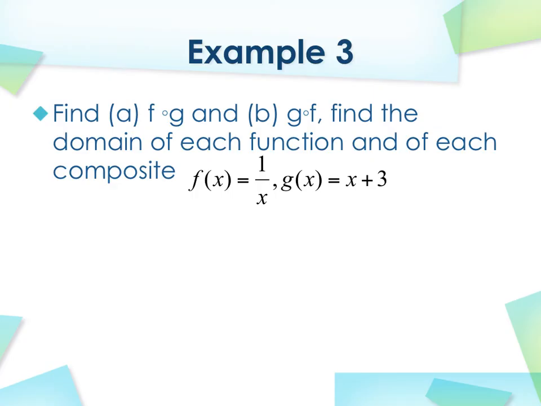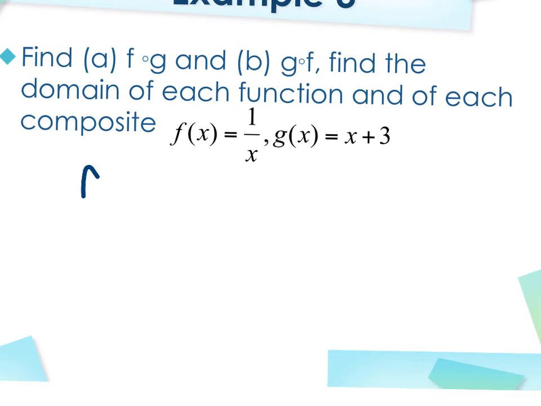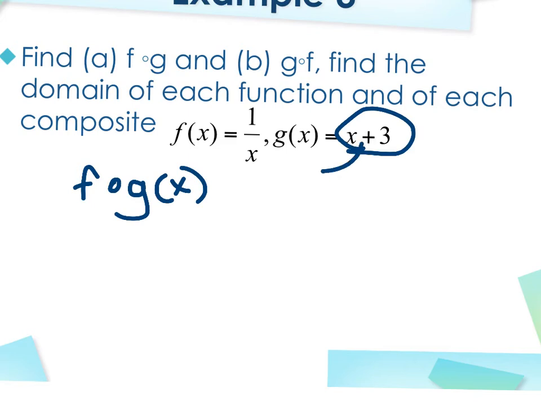All right, find A, f of g, and B, g of f. Then find the domain of each function and of each composite. So I'm going to first do f of g. Now notice this time there's no number. So f of g of x means I'm taking g of x and plugging it into the x that is in my f of x, which means this would be 1 over x plus 3.